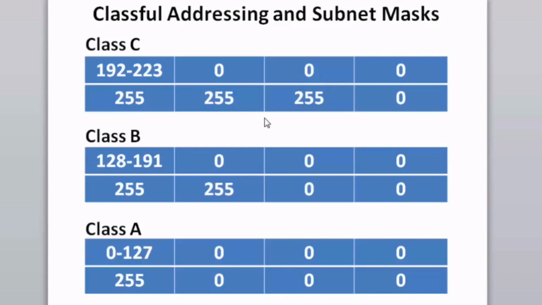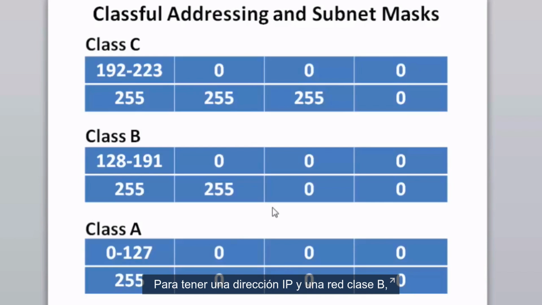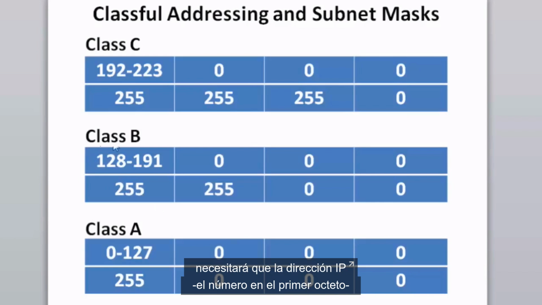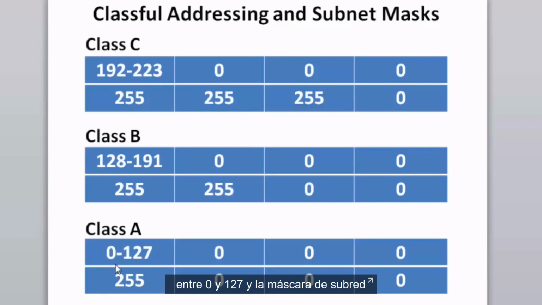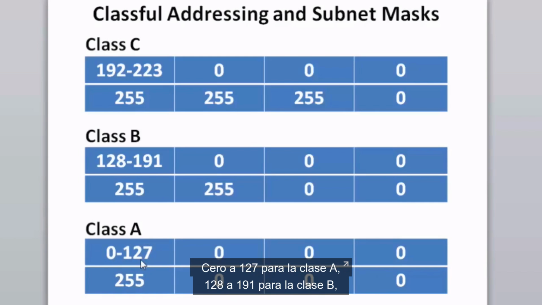To have a Class B IP address and network, you'd need the IP address, the number in the first octet, to be a number between 128 and 191, and the subnet mask would need to be 255.255.0.0. For a Class A IP address and network, the first octet address number would need to be a number between 0 and 127, and the subnet mask 255.0.0.0. Now you might ask yourself, why these specific numbers? 0 to 127 for Class A, 128 to 191 for Class B, and 192 to 223 for Class C.